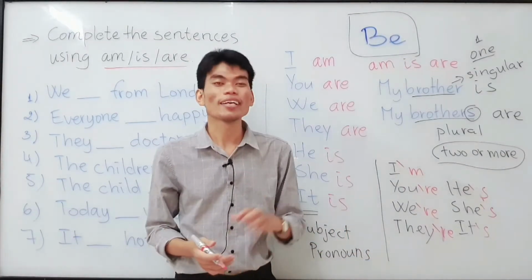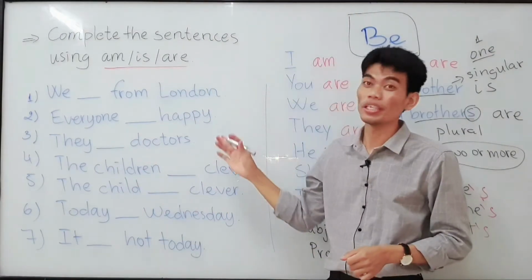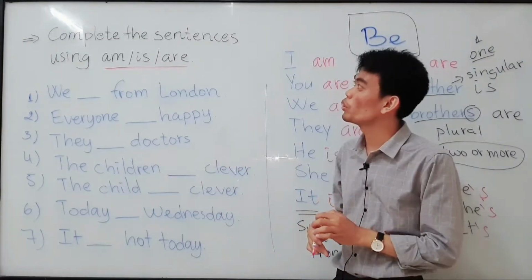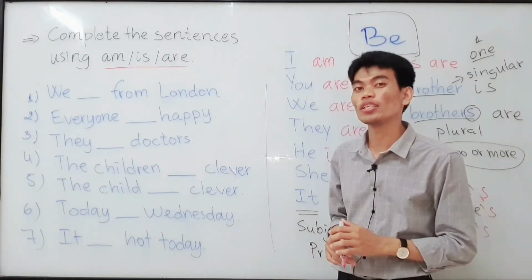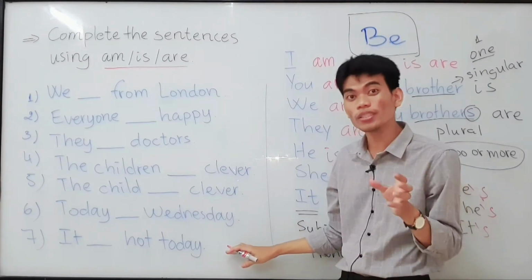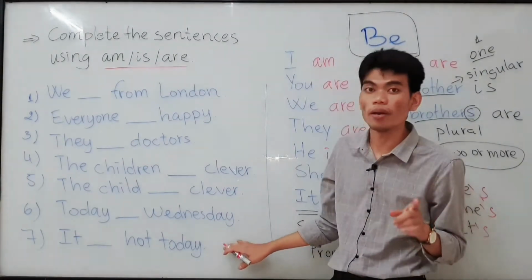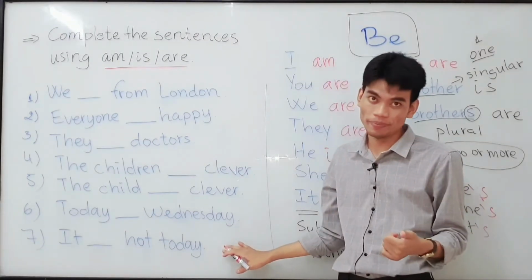Alright. Now, finish this one and go to the quiz. You are going to complete the sentences using am, is, or are. These are the full sentences. You need to complete these sentences with the verb am, is, or are.